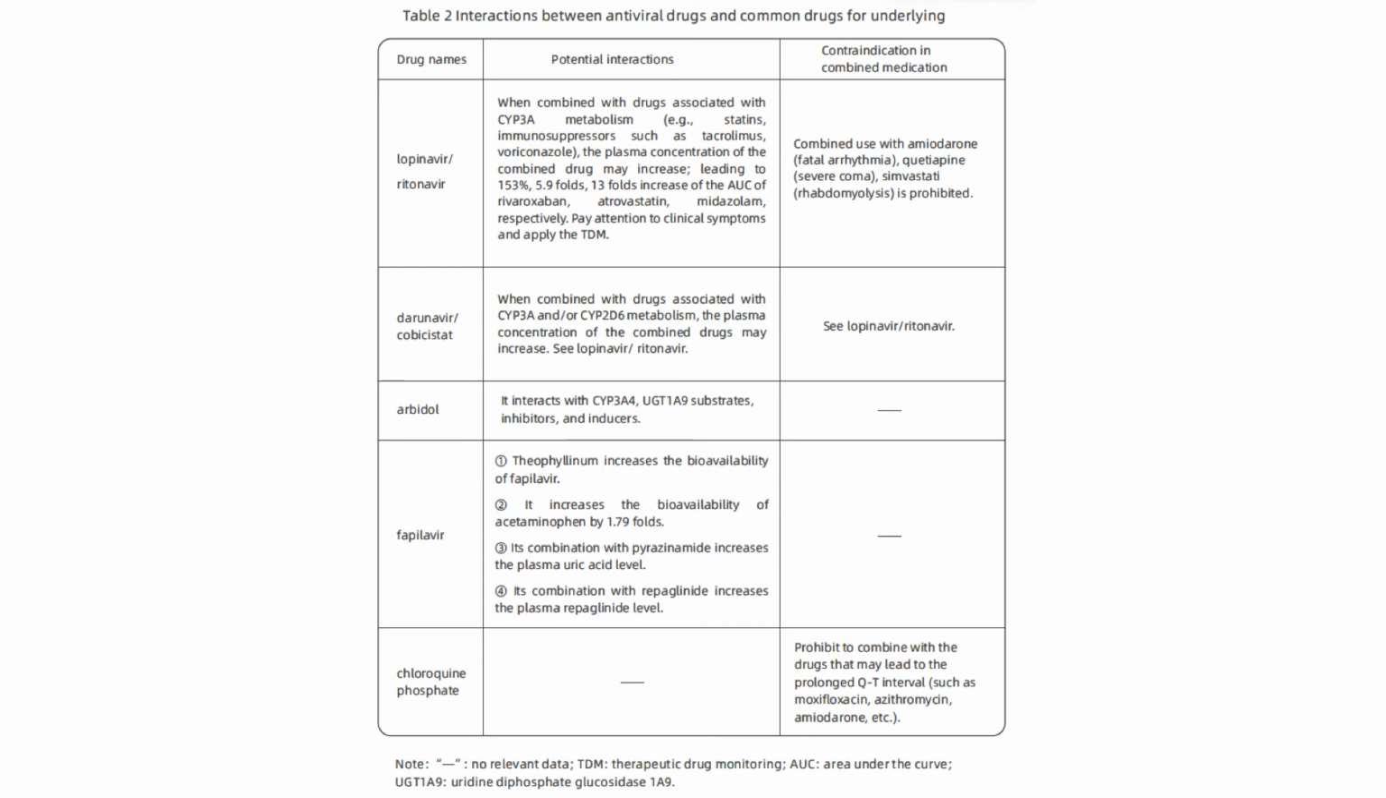So lopinavir and ritonavir are contraindicated to be given with drugs like amiodarone, where it can cause fatal arrhythmia, with quetiapine, where it can cause severe coma, with simvastatin, where it can cause rhabdomyolysis. Then you have darunavir, cobicistat. Potential interactions are when combined with drugs associated with the CYP3A and/or CYP2D6 metabolism, the plasma concentrations of the combined drugs may increase. So see comments with lopinavir and ritonavir. It's contraindicated also with things like amiodarone, quetiapine and simvastatin for the same reasons.